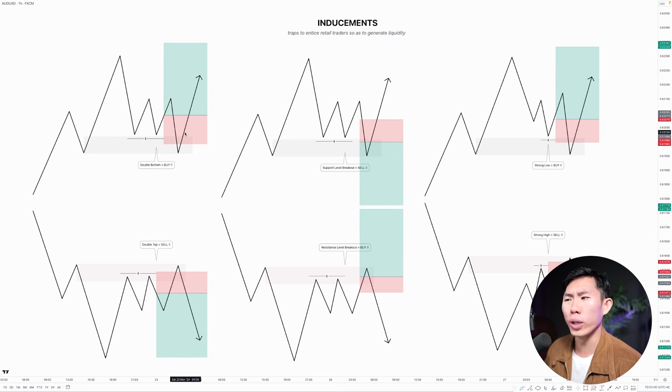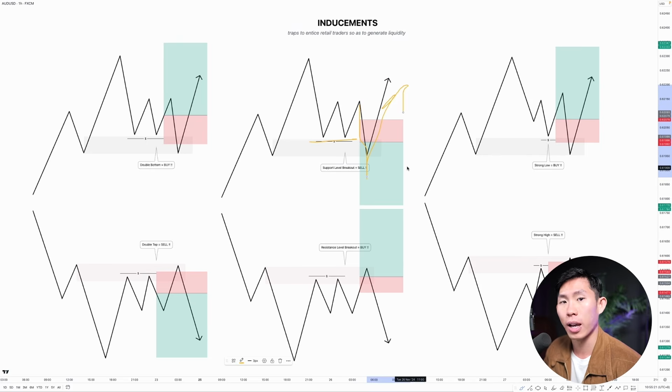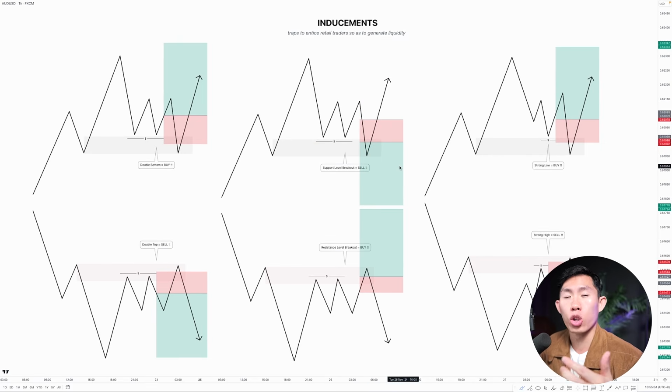Now, once all the retail noobs have been induced to enter for their buy orders and their sell stop orders, smart money will then manipulate price by pushing it down to sweep the available liquidity below these lows, and when this happens, this will generate enough liquidity to fuel their large buy orders, and this causes price to skyrocket to the upside. This is exactly why you keep on getting stopped out only to see price go your way. It's simply because smart money is just getting some liquidity from you.